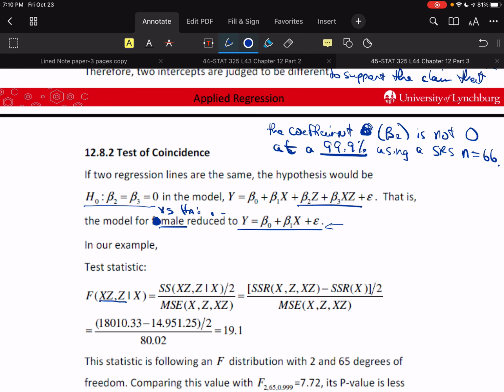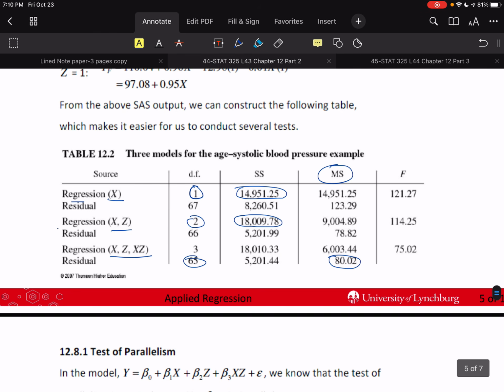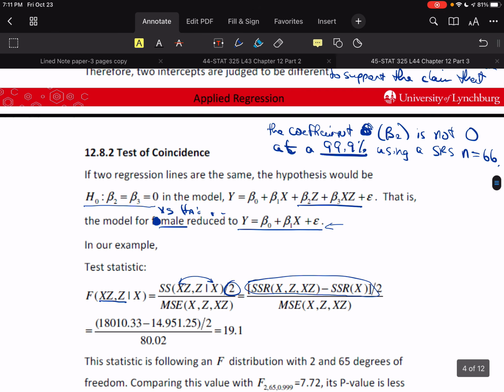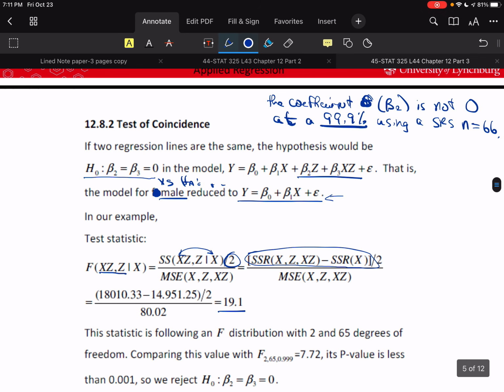So XZ and Z given X is already in the model. So that's the sum of squares of XZ and Z given X. And there's a difference of 2 here, so we're dividing by 2. And so we can take the SSR of XZ minus the SSR of just X and divide by 2. And from our previous table, we're going to take 18,010.33 minus 14,951, and that's what we have here, divided by 2 over the MSE of the full. We get an F of 19.1, with 2 degrees of freedom in the numerator, 65 in the denominator.